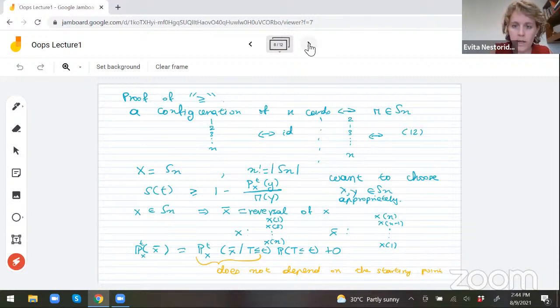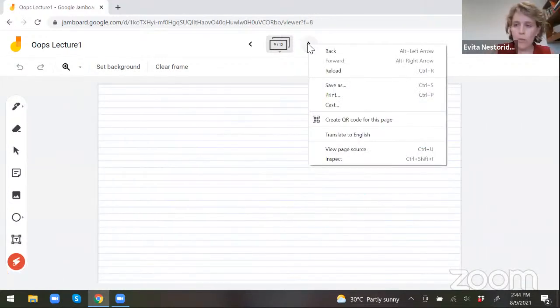And so now we're going to select this X and X bar. So let's write again this quantity. It was this quantity.